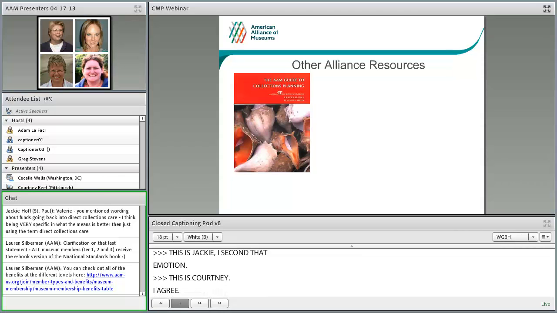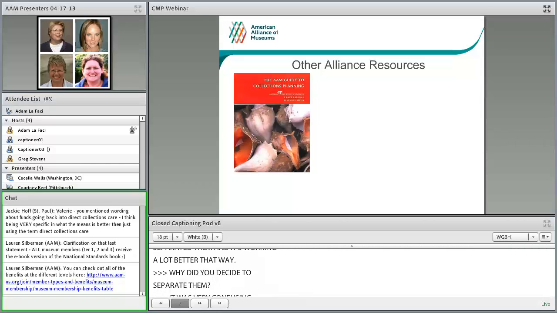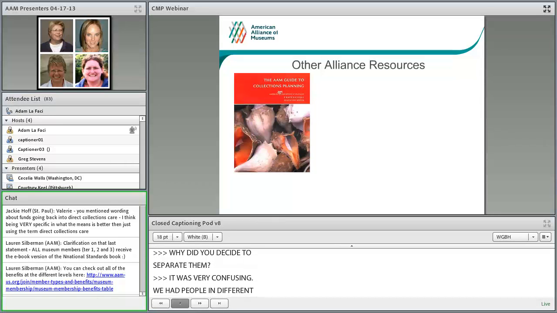Why did you decide to separate them? It was very confusing. We had people in different departments confused about what was what, and the collecting plan seems to change more often. So we wanted to keep them separate.